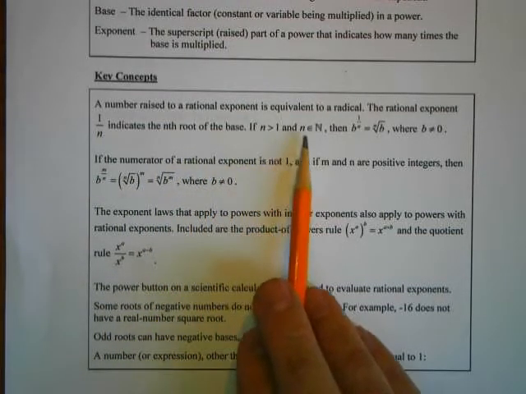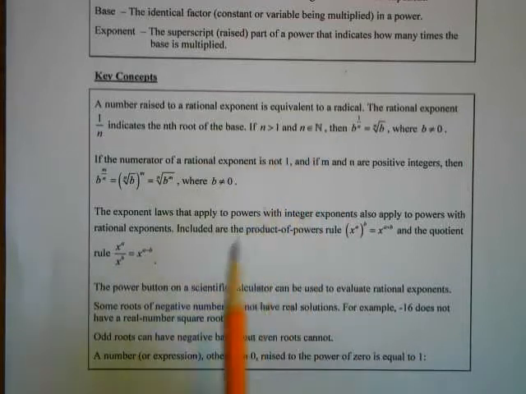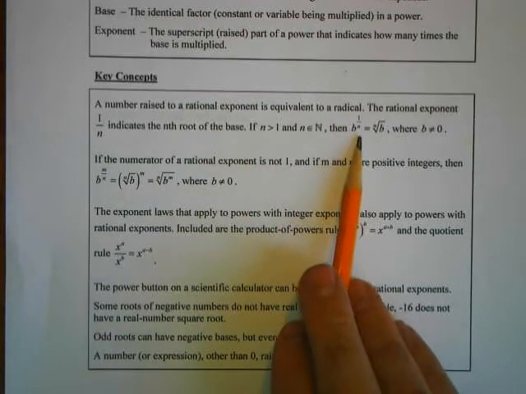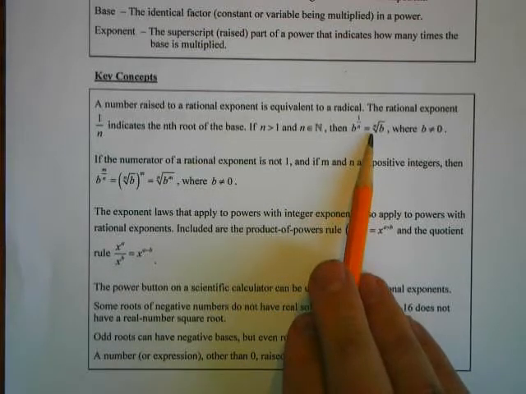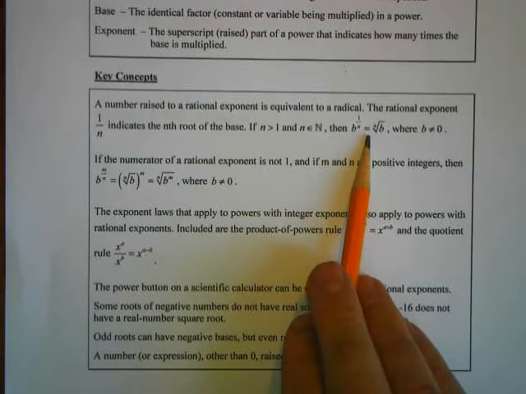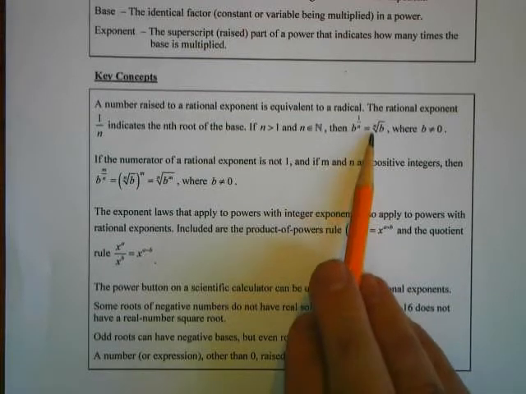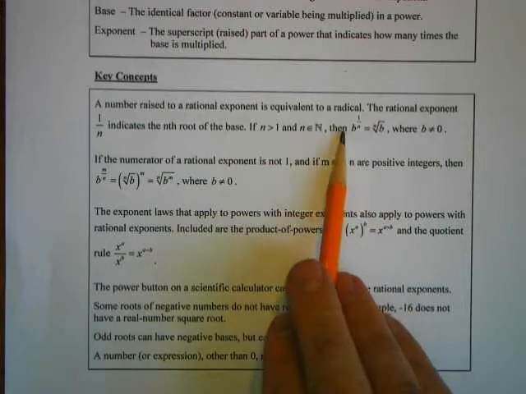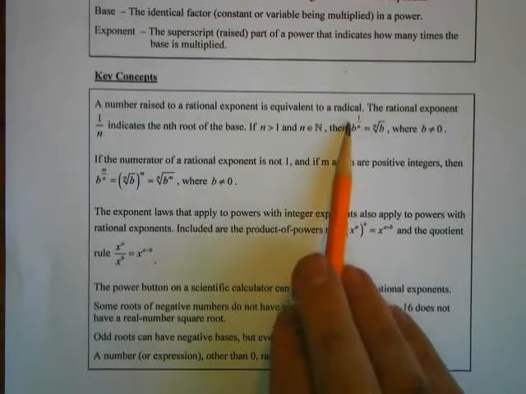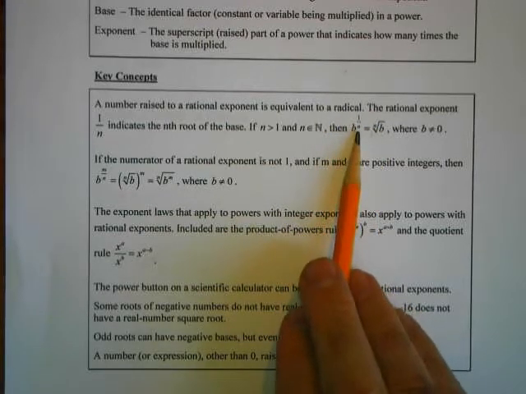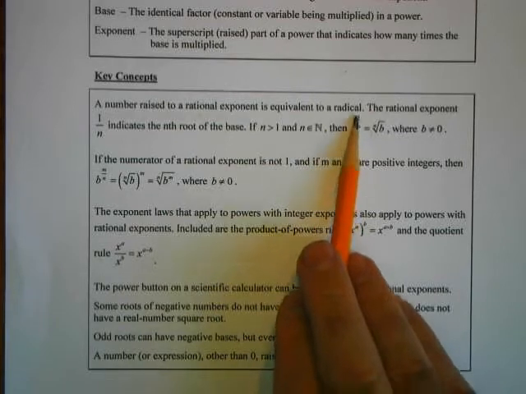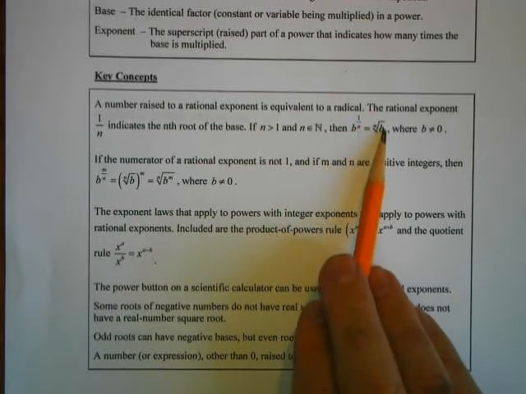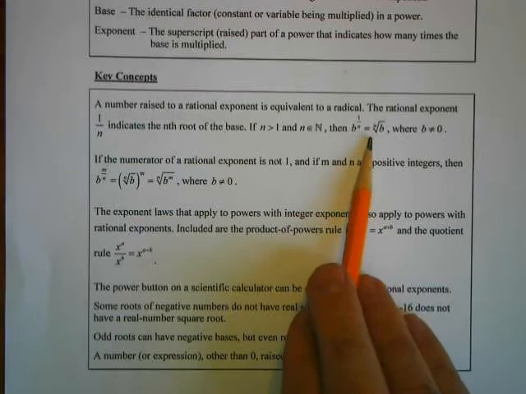If n is greater than 1 and n is a natural number, then b to the 1 over n is the nth root of b. So this is going in the other direction, converting the 1 over a number fraction exponent into a radical. So that's the other conversion direction.